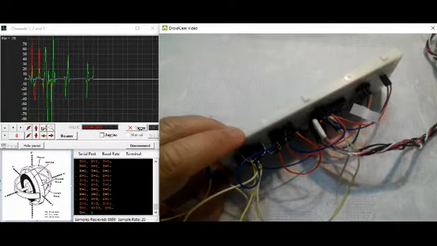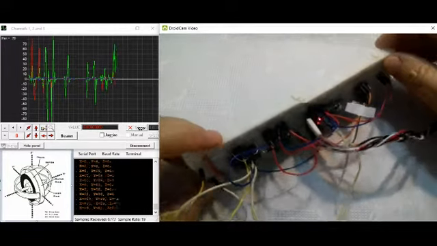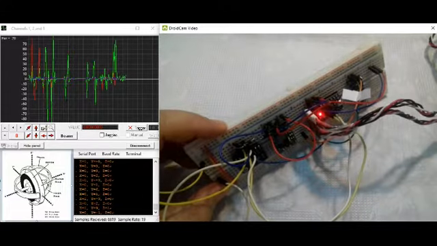So there you have it. It's an overview of the gyroscope.